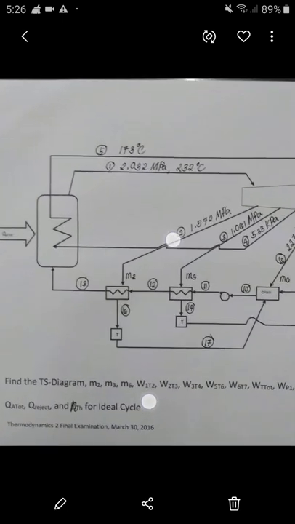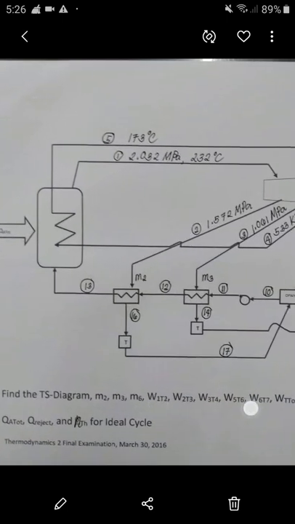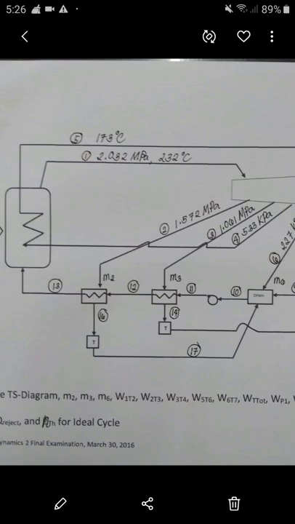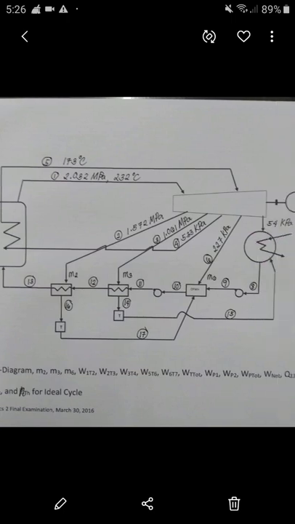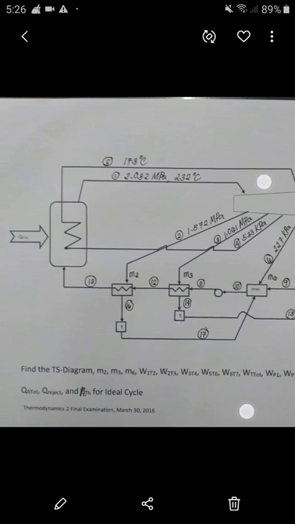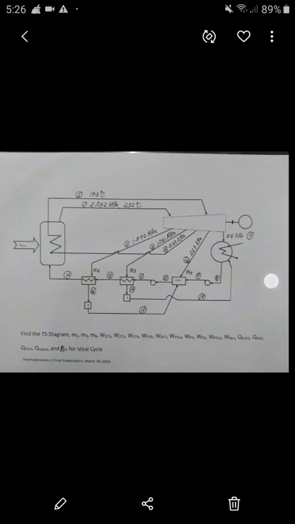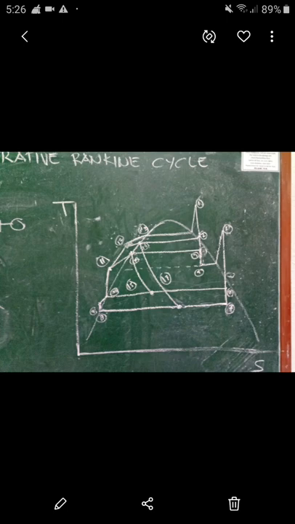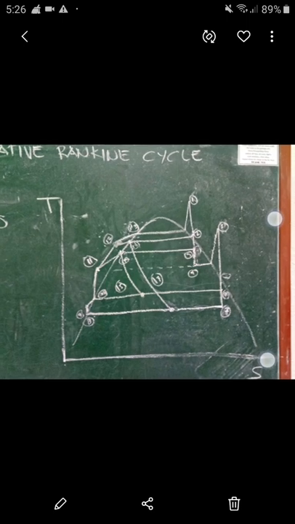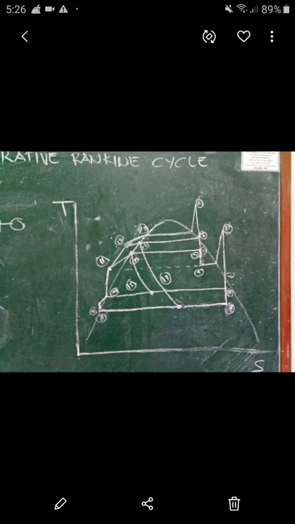We are asked to find the TS diagram, the mass at 2, 3, and 6, the work of turbine 1 to 2, turbine 2 to 3, and so forth. We have already drawn this TS diagram on the blackboard, so let's proceed to point 1.